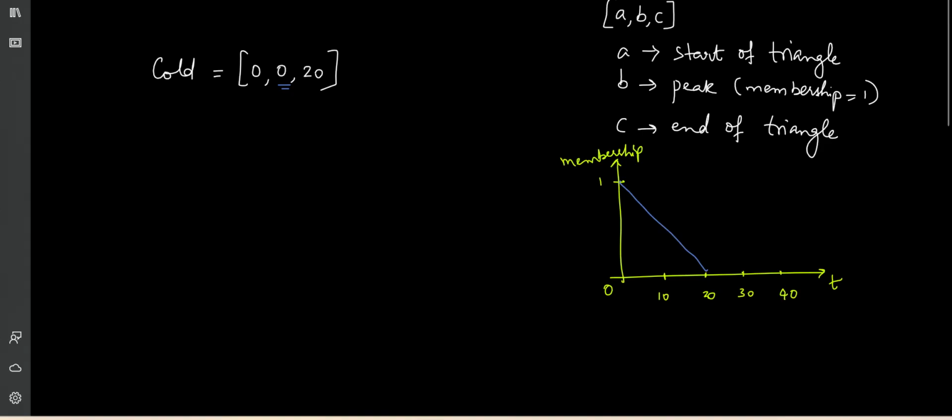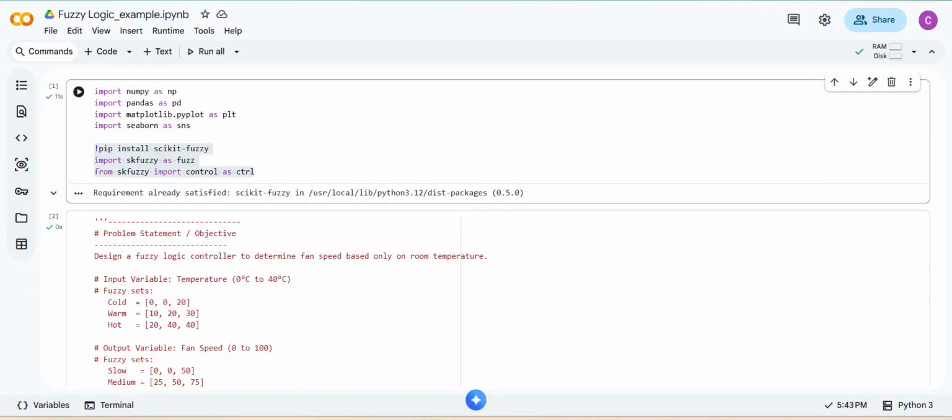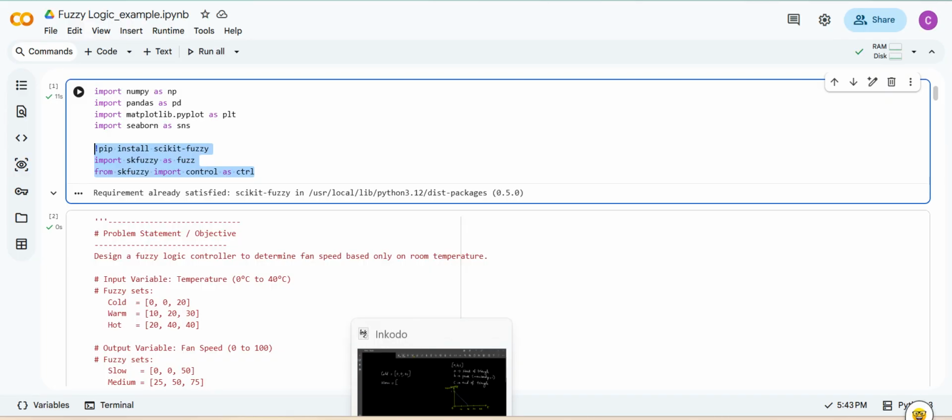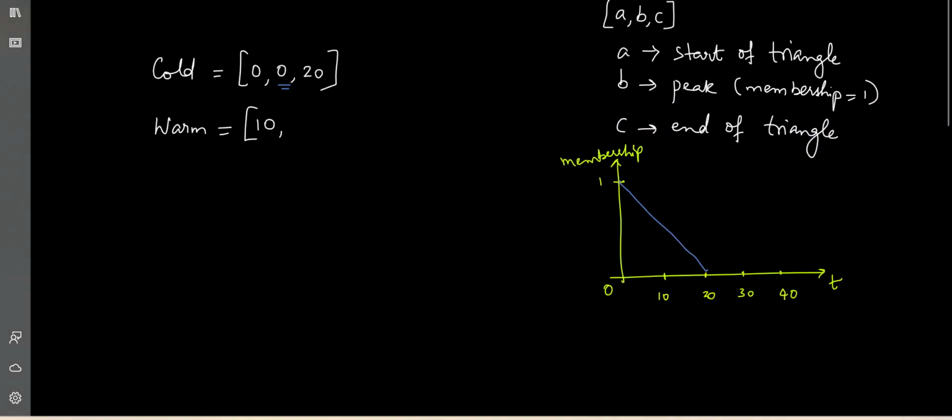Now similarly, we have warm membership, as per our example, 10, 20, 30. It is starting at 10, it is ending at 30, and 20 is the peak value. Let me mark this with this color itself here. So it will look something like this.